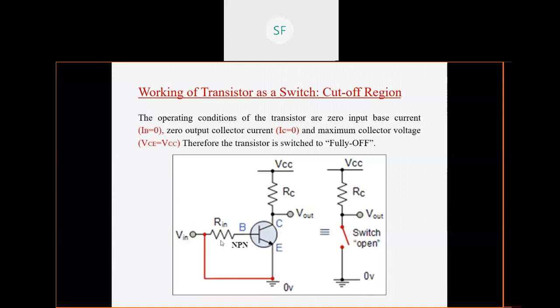Now in this case, in cutoff region, what is happening? If you observe this red line, this red connection, what it implies is that your Vin, that is the input voltage, is connected to the ground. So what will be the value of Vin in this case? Vin in this case will be equal to 0. We are giving 0 to the Vin, 0 volt.